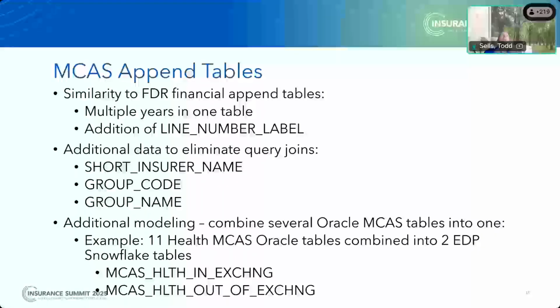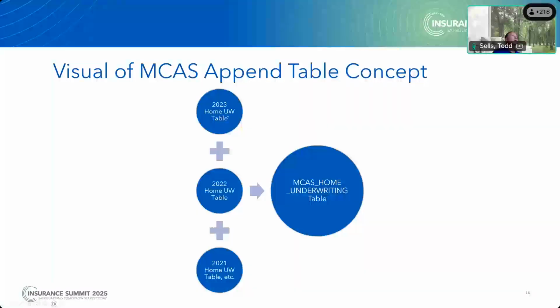So, all right. Besides that, they've taken it to another level by bringing in the short insurer name, group code, and group name, but they also collapsed other tables besides that. The more extreme example that Teresa gave me was there used to be in Oracle, you had to join 11 health MCAS tables to get to all the data that you can get in 2 tables in the enterprise data platform, the MCAS Health in Exchange and the MCAS Health out of Exchange. So really collapsed a lot of that so that you don't have to go make all those joins to get to all the information that you're wanting to play with. And here's the visual for that. So 2023 home underwriting table, 2022, this is just for the append side of it. I don't have a visual for all the other parts of it, but you get it from the description.